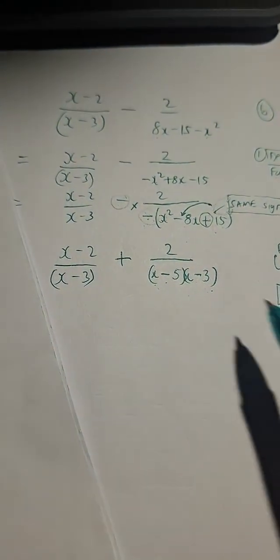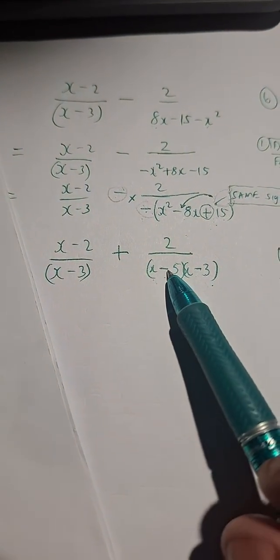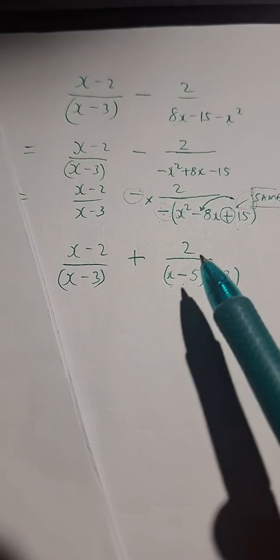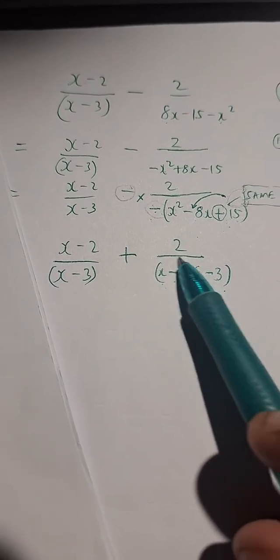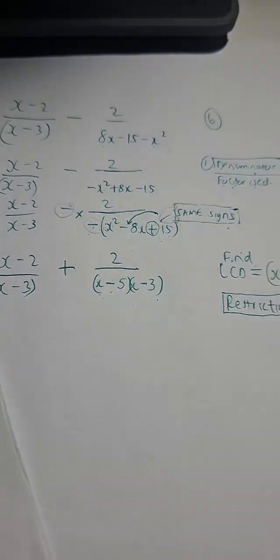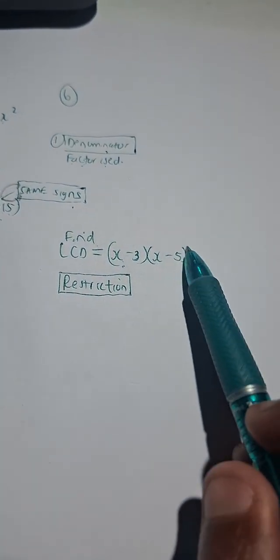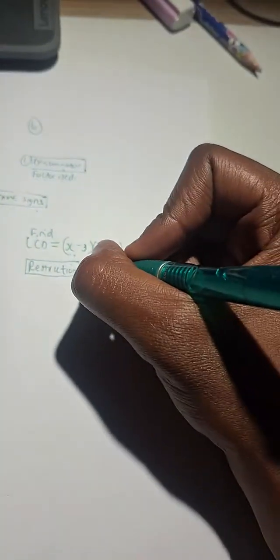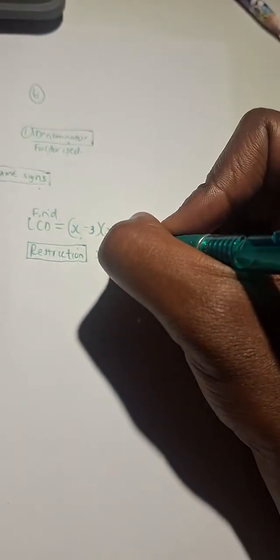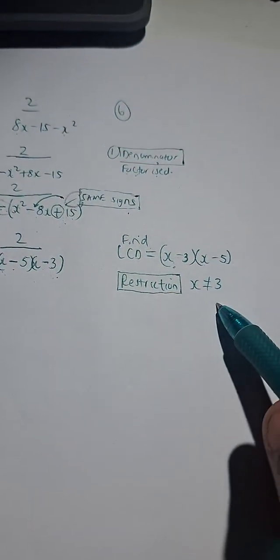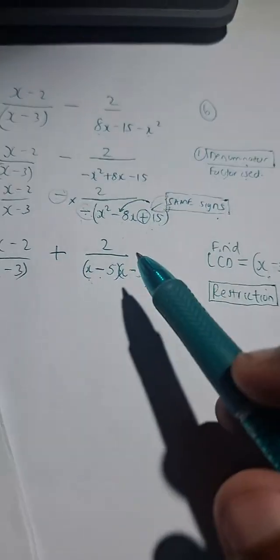We write in brackets. X minus 5 is not common, but because x minus 5 is there and it is unique, we write it as a common, lowest common denominator, as a product with x minus 3. So our entire LCD is x minus 3 and x minus 5. But the restriction is that x cannot be what? It cannot be 3, because 3 minus 3 is 0.